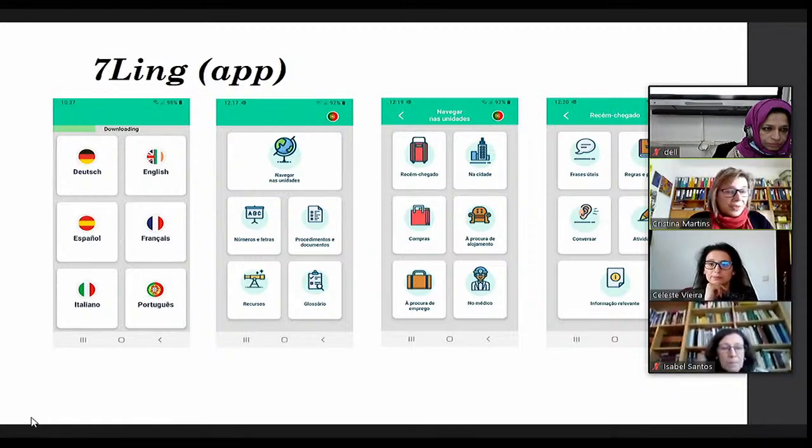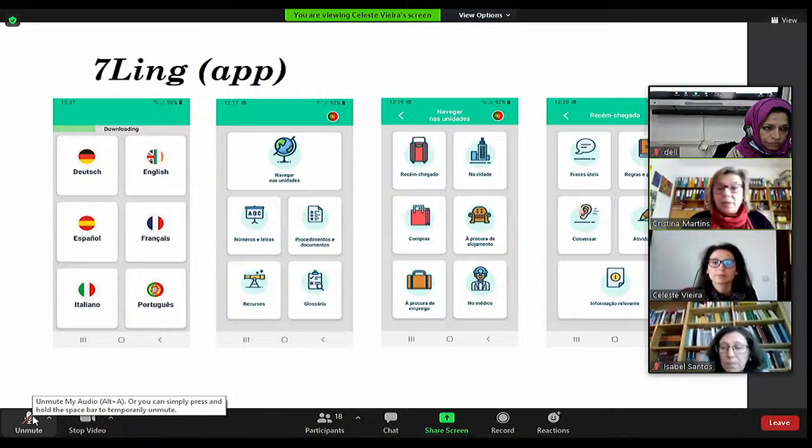In each thematic unit, the user can access relevant useful phrases, grammatical descriptions, examples of typical dialogues in text and in audio, a large amount of interactive activities and information on procedures and documents specifically relevant to that theme.